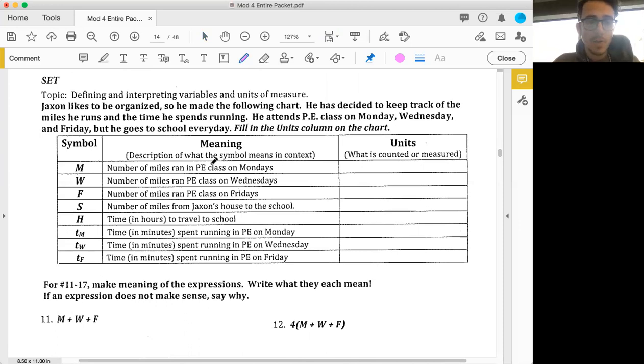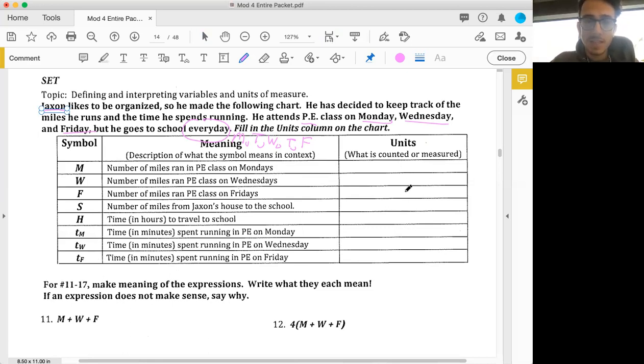All of the variables are given to us. We see that Jackson likes to be organized, so he made the following chart. He has decided to keep track of the miles he runs and the time he spends running. He attends PE class on Monday, Wednesday, and Friday, but he goes to school every day. So this includes Monday, Tuesday, Wednesday, Thursday, Friday. And let's assume that this is pre-pandemic where school was happening every day. All of the variables are given to you.